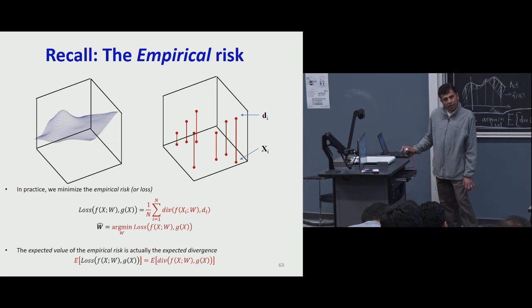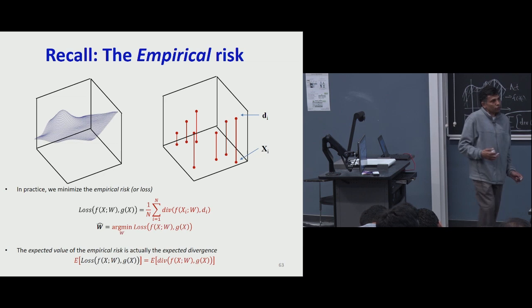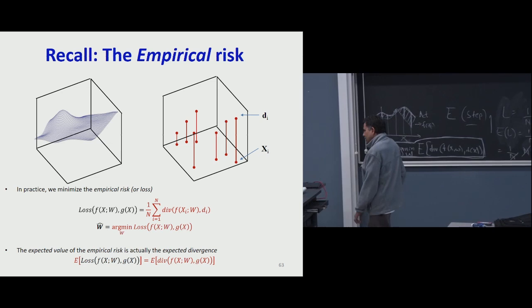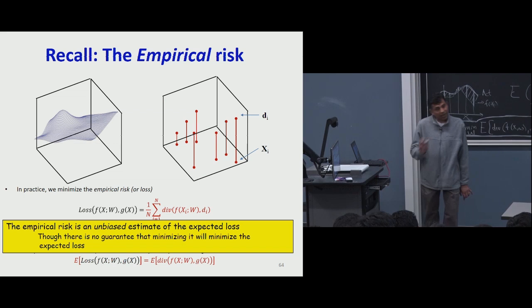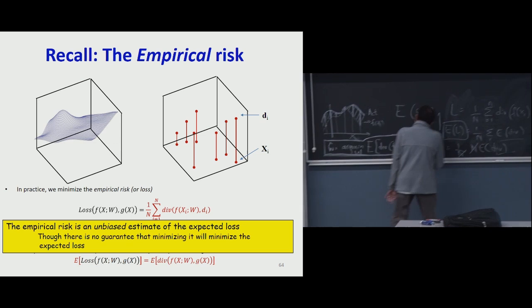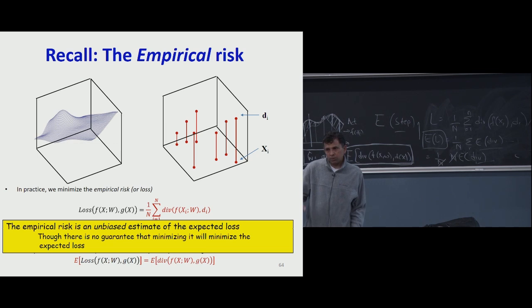The function that you actually minimize must, at least in expectation, be the same as the function that you would like to minimize, right? So the empirical risk is an unbiased estimate of the expected loss. What do I mean by unbiased? It means that the expected value of my loss is exactly what I would like to minimize. So there's no difference between the two. It's unbiased, which means that minimizing this could potentially also minimize the other guy, right?